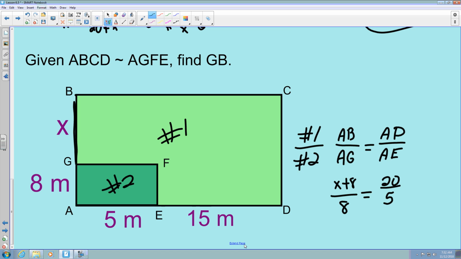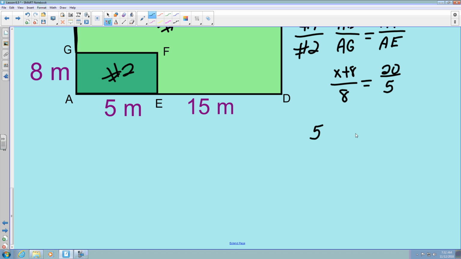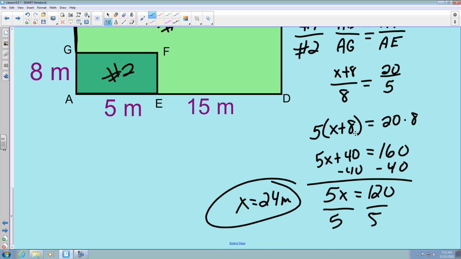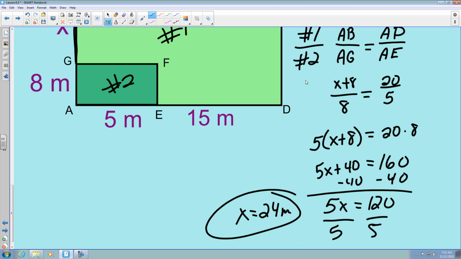So do the cross products. I got 5 times the quantity of X plus 8 is equal to 20 times 8. So I must distribute on the left-hand side in this case. I got 5x plus 40, and I have 20 times 8, which is 160. So now we just have an algebraic problem. Got to solve for X, subtract 40 from both sides. I get 5x is equal to 120, and then divide everything by 5. X will equal 24, and that will be denoted as meters. Okay.